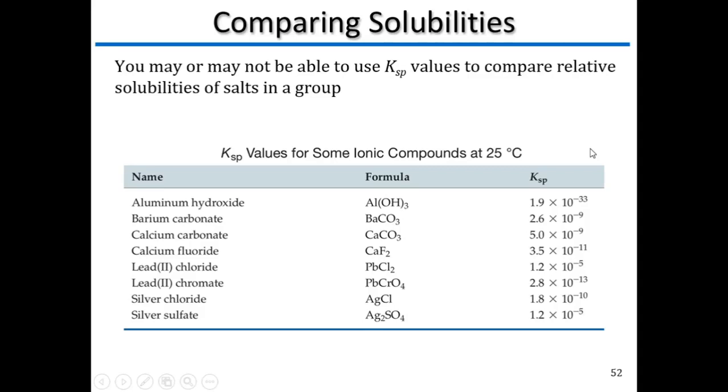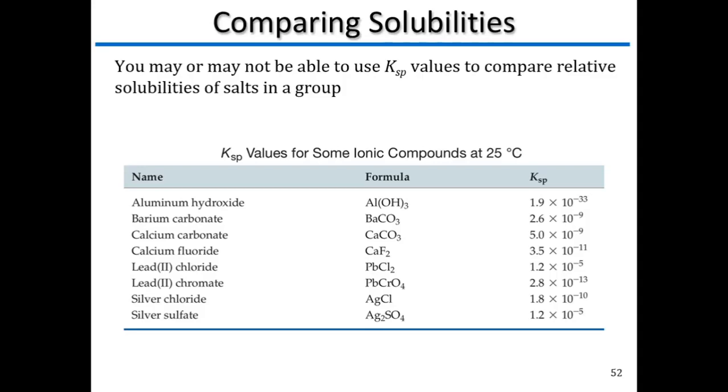Okay, so let's look at some Ksp values and show how we can use them to compare solubility. Here we have some compounds, things like aluminum hydroxide, barium carbonate, calcium carbonate, and we have some Ksp values. So how can we use these? Suppose we wanted to compare the solubilities of some of these.